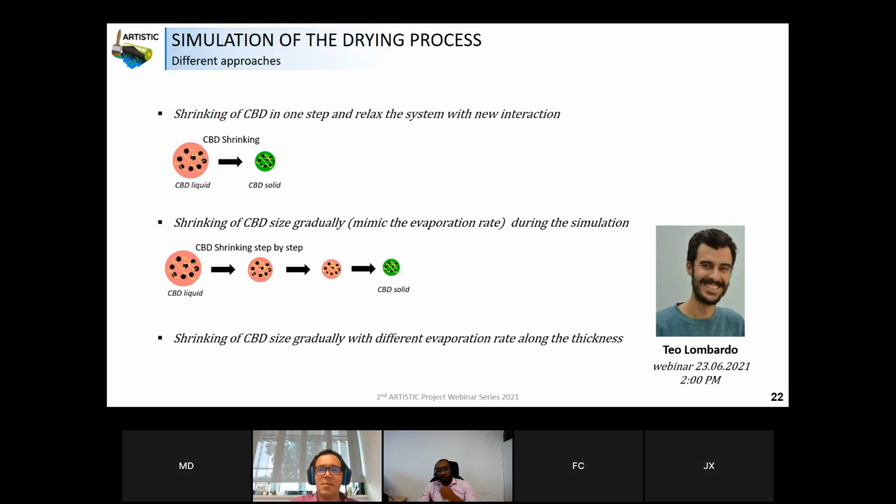Yes, it is, for example, to have different evaporation rates, taking into account that we have evaporation, and then you can have some kind of heterogeneous evaporation along the thickness.